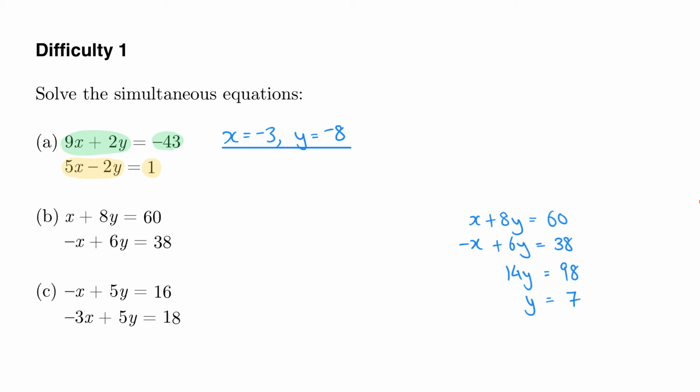If I substitute it into the first one, what I'm going to get is that x plus 8 lots of y, so that's 8 lots of 7. That's 56.